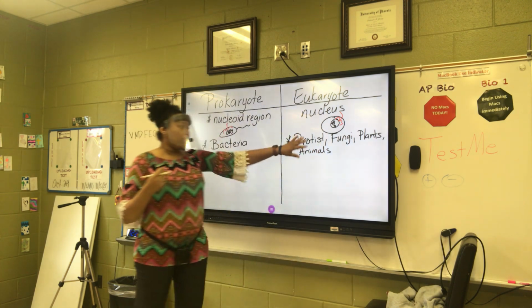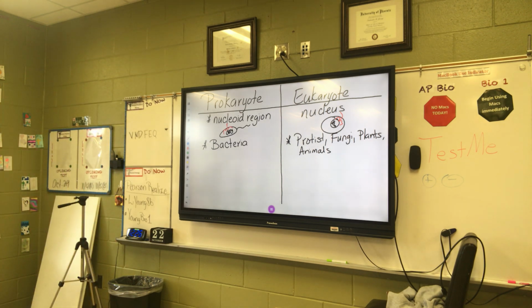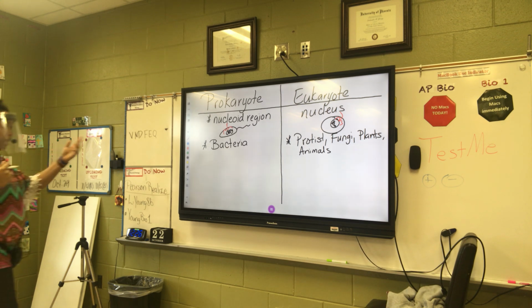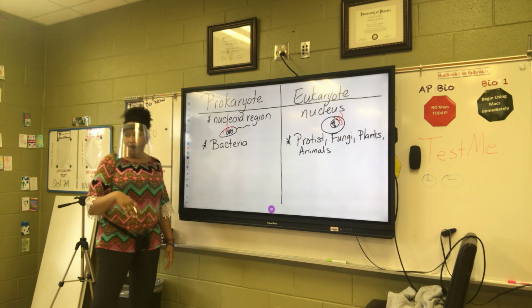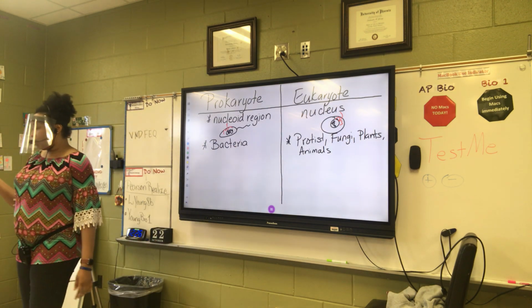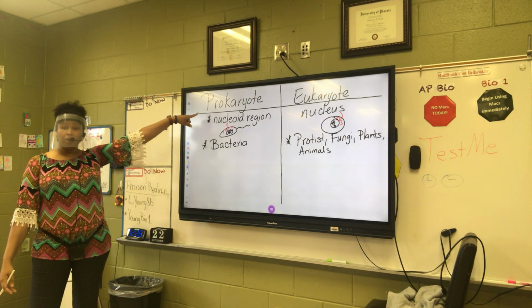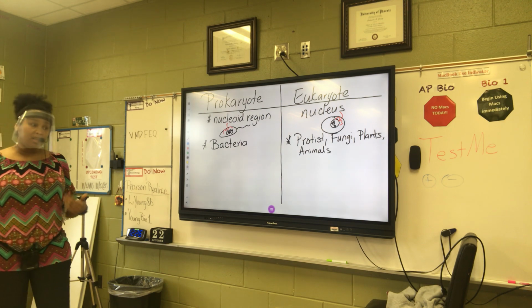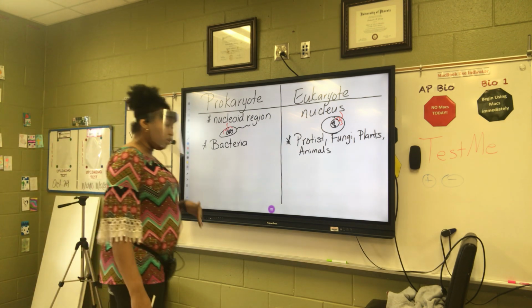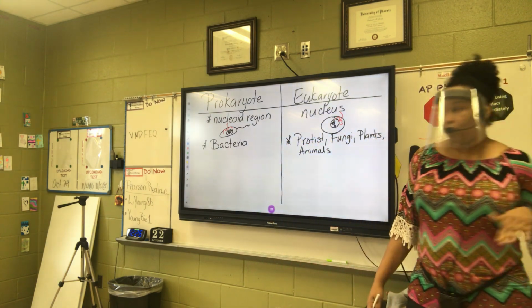So I have four kingdoms that would have eukaryotic cells: Protista, Fungi, Plantae, and Animalia. Bacteria, there are two kingdoms of bacteria: Archaeobacteria and Eubacteria. What you need to know is if it's bacteria, what type of cell? Prokaryotic. If it's bacteria, it's prokaryotic, which means it does not have a nucleus, and it also will not have any membrane enclosed organelles.